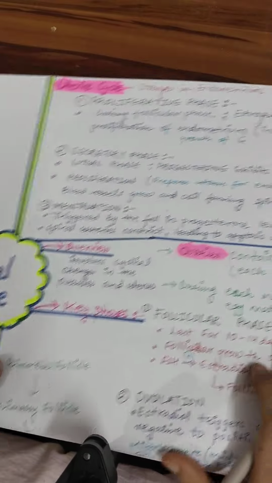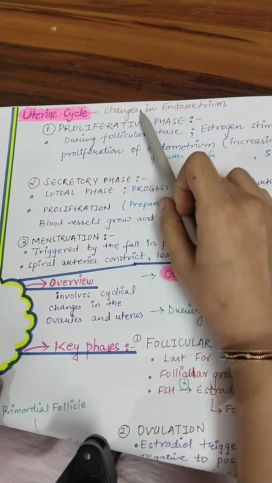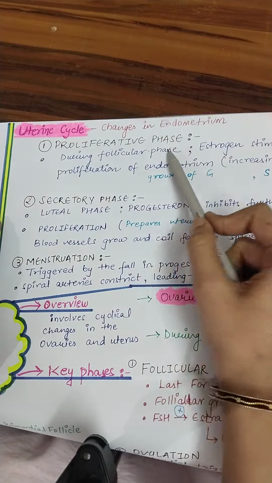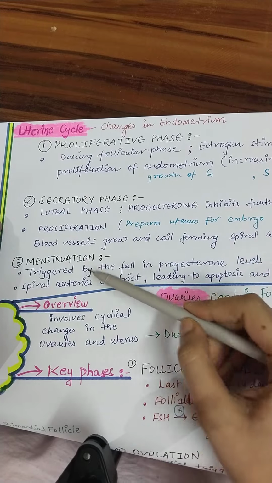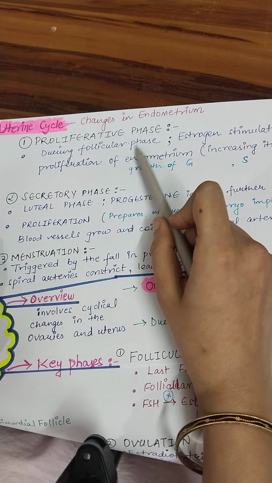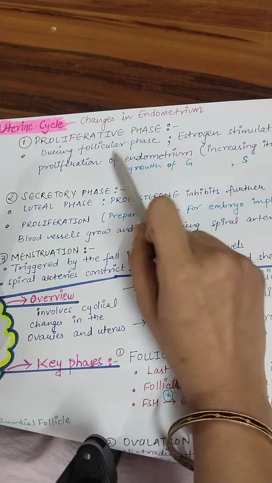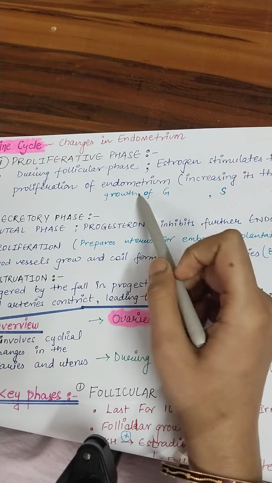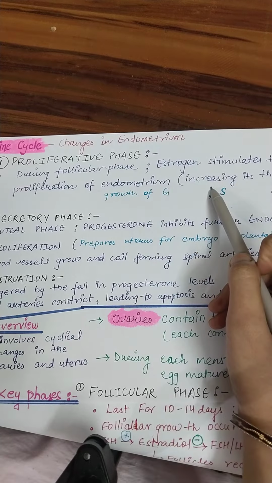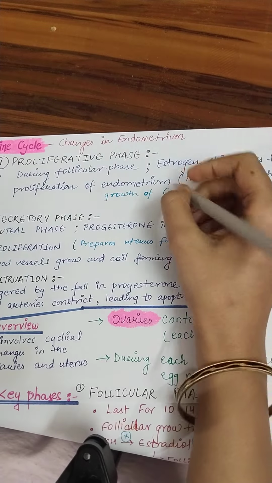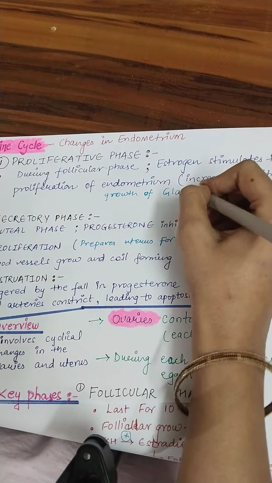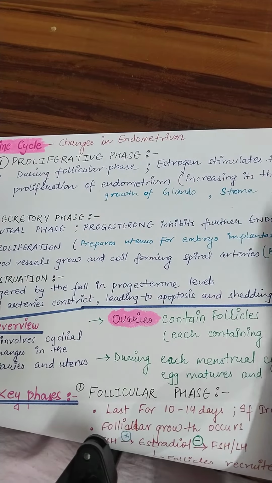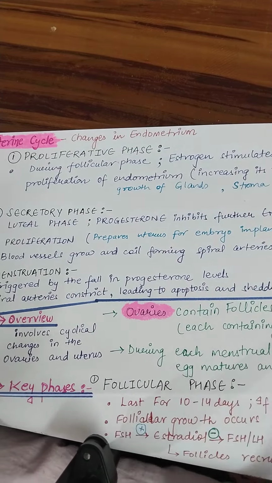Now further, the uterine cycle. The uterine cycle is the changes in the endometrium. It includes three phases: proliferative phase, secretory phase, and menstruation. First is the proliferative phase, which corresponds to the follicular phase. Estrogen stimulates the proliferation of the endometrium, increasing its thickness. It is growth of glands, stroma, and blood vessels in the endometrium.